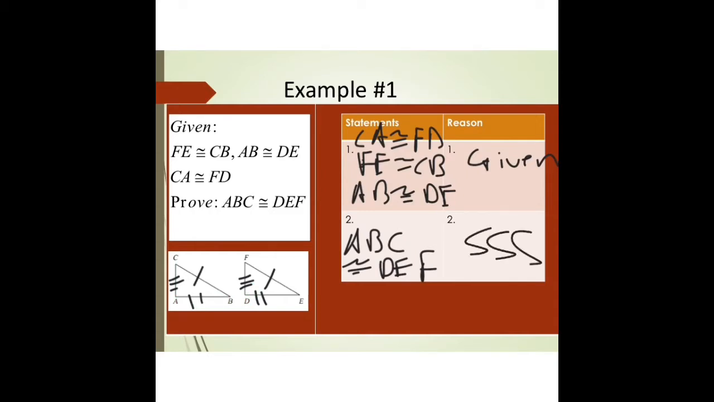So after we've marked our triangles and we've gone through all the information that's been given to us, we want to analyze if we can say they're congruent using one of our properties.